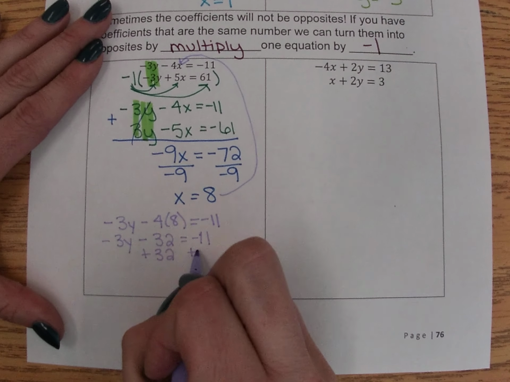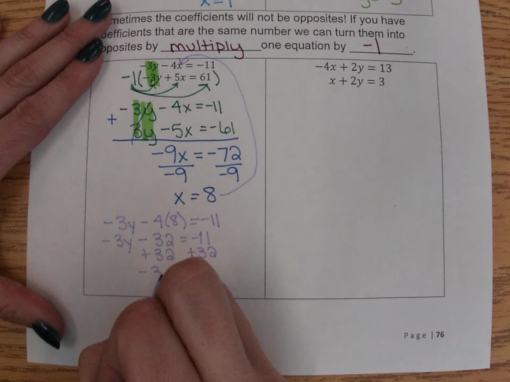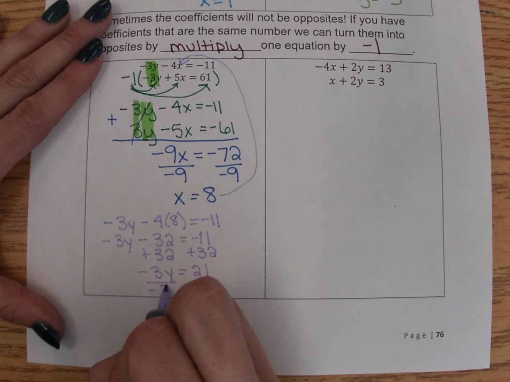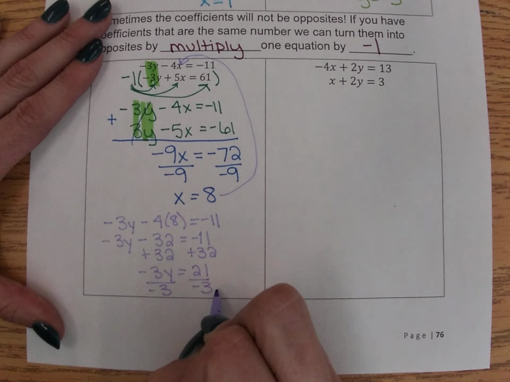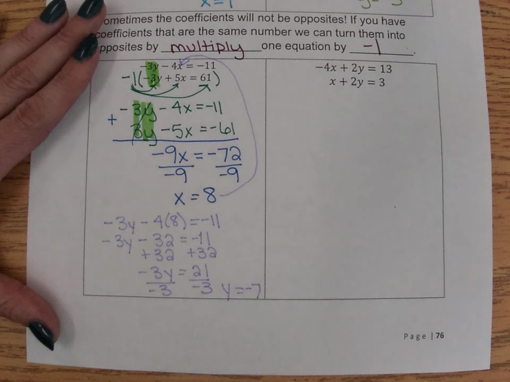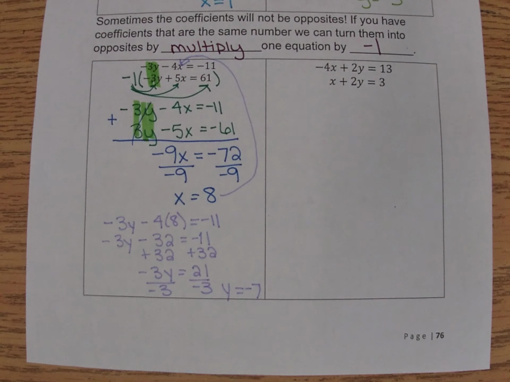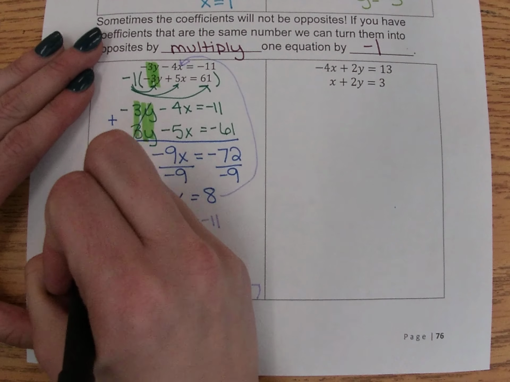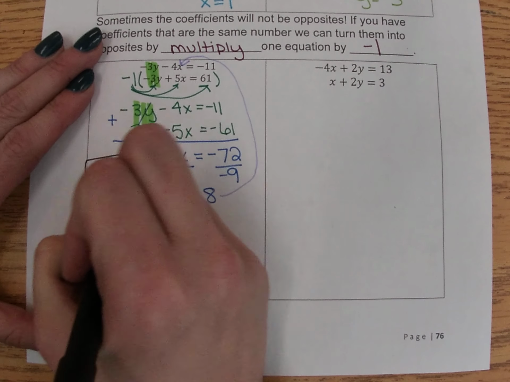Add that 32 over. That gives me 21. Then we'll divide by the negative 3, and I will get y equals negative 7. We can choose to write our answer either way, but in this situation I have x equals 8 and y equals negative 7.